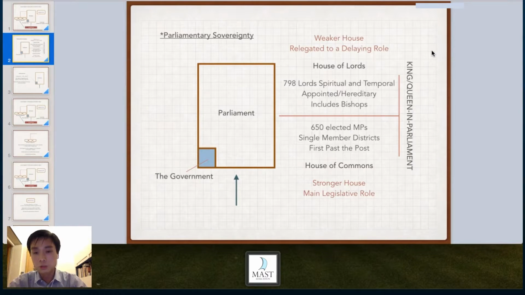The House of Lords used to be the stronger house, but in recent years, because of different reforms, it has become a lot weaker. And there's a part of Parliament called the King or the Queen in Parliament that is mostly ignored by a lot of different textbooks and scholars. In reality, the monarch of the UK, so the UK has a king or queen, and the monarch is an essential part of Parliament.